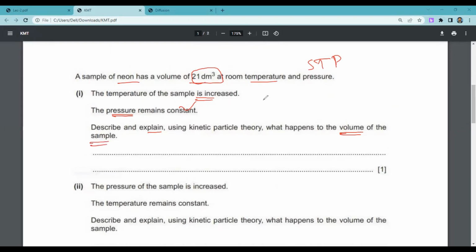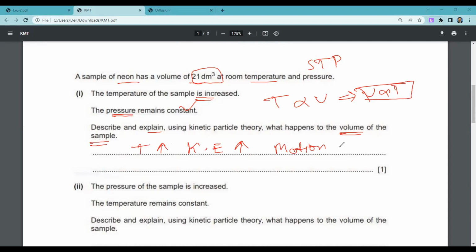We know that temperature is directly proportional to the volume, or volume is directly proportional to the temperature. Now if we are increasing the temperature, the kinetic energy of the particles will also increase, and if the kinetic energy of particles increases, the movement or motion of particles will also increase, and if motion of particles increases, it means that the volume of the substance will also increase.